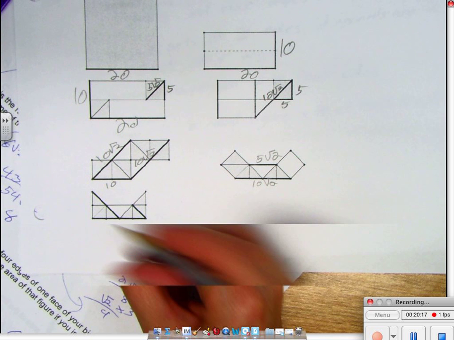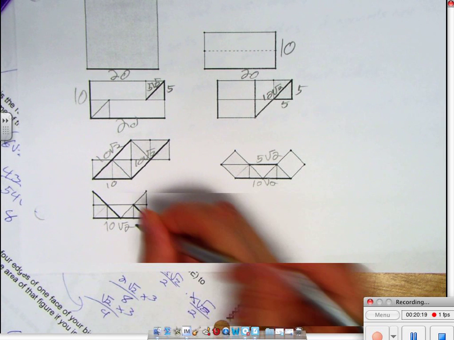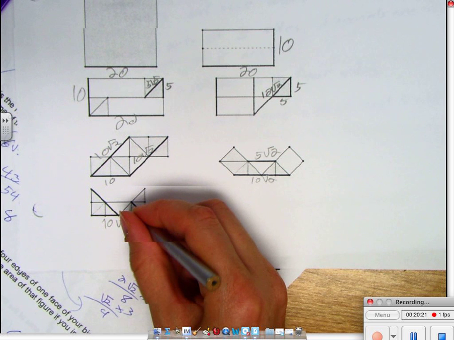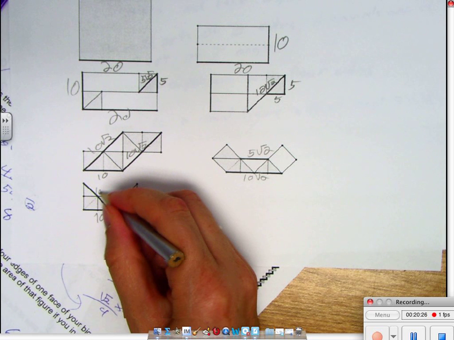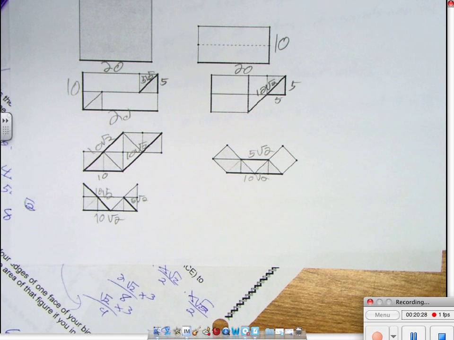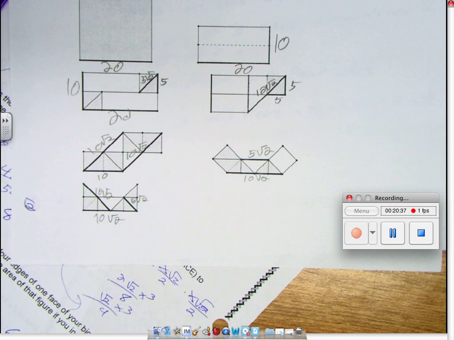So this length across the bottom is 10 square root 2. This little bit right here is 5 square root 2. So this bit right here is 10 square root 2. Okay? And then again, you'd have to explain in 4 or 5 sentences. We're gonna have what questions on this quiz?